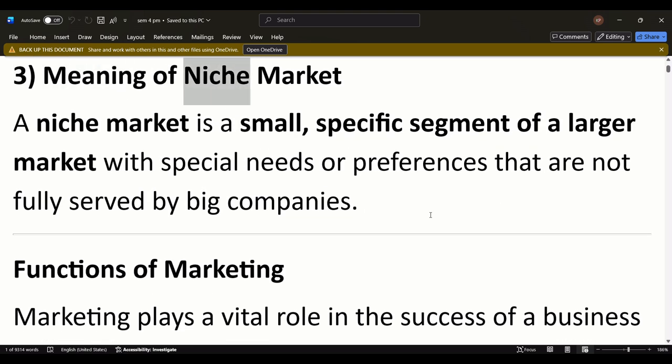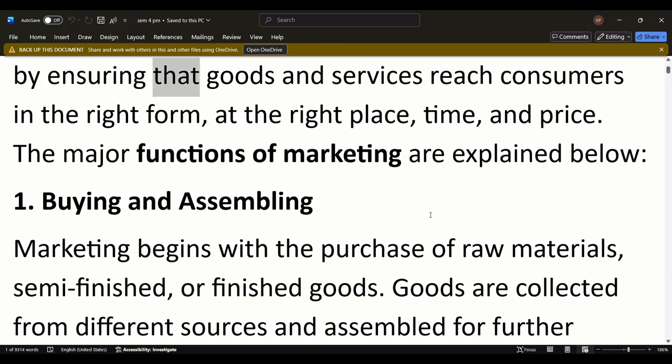3. Meaning of niche market. A niche market is a small, specific segment of a larger market with special needs or preferences that are not fully served by big companies. Functions of marketing. Marketing plays a vital role in the success of a business by ensuring that goods and services reach consumers in the right form, at the right place, time, and price. The major functions of marketing are explained below.